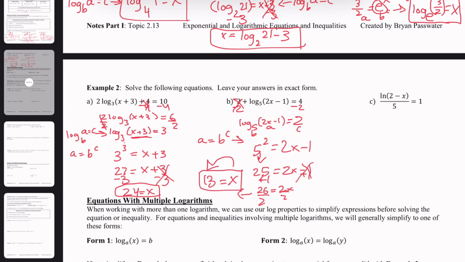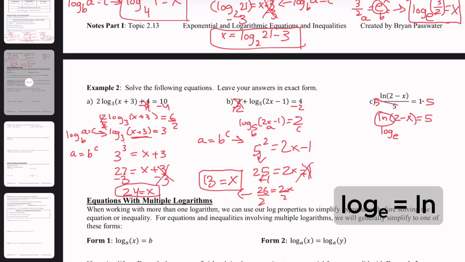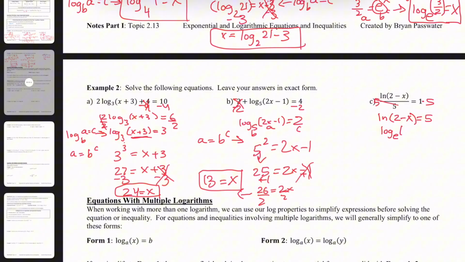Sometimes I like to switch it because I can see it better, but you do you. Now we have here to isolate the log. We want to multiply each side by 5. And this right here, we can simplify. We can say it's log E, so we can see all the variables better, that E is the base B, because here it's just kind of hidden in there. But if I write it like that, you can see it. So hopefully that helps some of you guys.